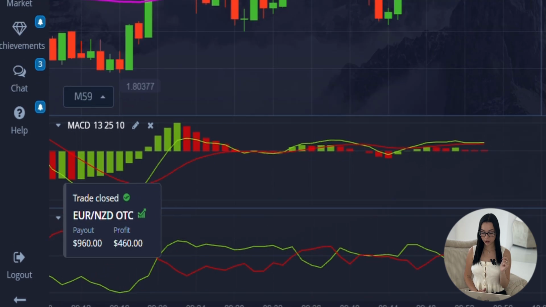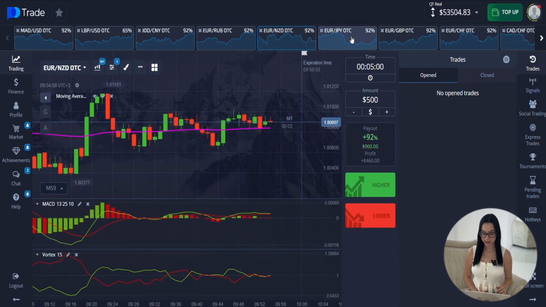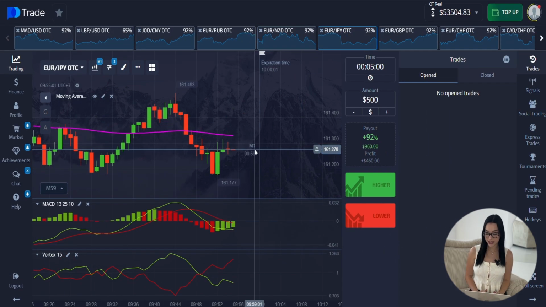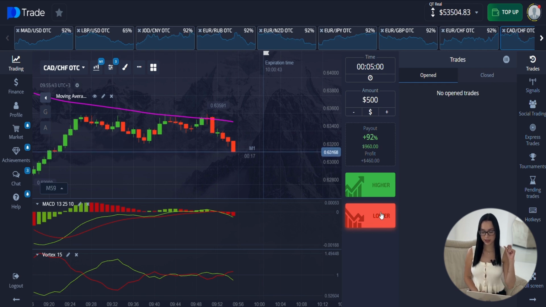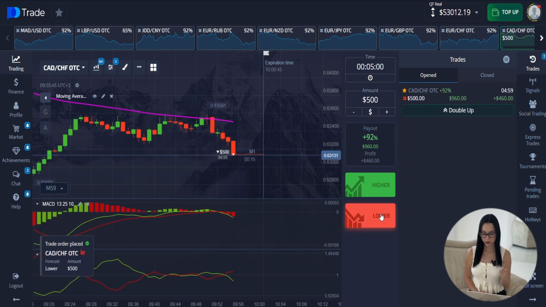So yeah, guys, we had our first profit with this trade, and let's open another one also on the OTC market. Here we can see pretty good downward trends. What do you think? Also, we can see on the MACD indicator, the histogram is showing us the red candle. So yeah, I opened a trade here for $500 down.